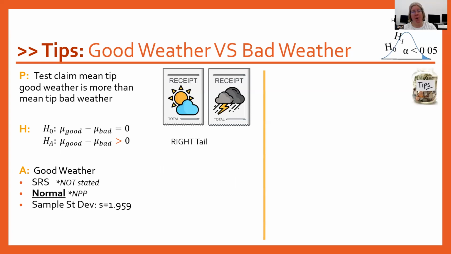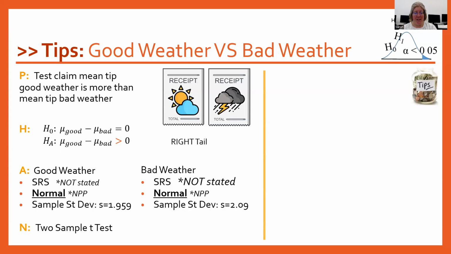And then we have to do the same process all over again for our bad weather group. So our bad weather, again, random sample is not stated. We've looked at the normal probability plot, and that was good. And then I calculated a sample standard deviation here of 2.09. So you notice they have s is equal to, and that's because we're calculating these from our sample, so we're going to use that letter s.